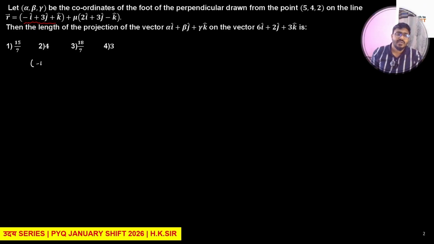To write the equation we have to find a point on the line and the direction vector. Let's suppose this direction vector is d vector. D vector is 2i cap, 3j cap minus k cap. This is the direction vector of the line. So how do we write the equation of the line in Cartesian form?